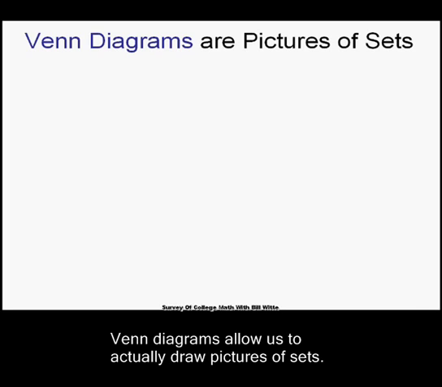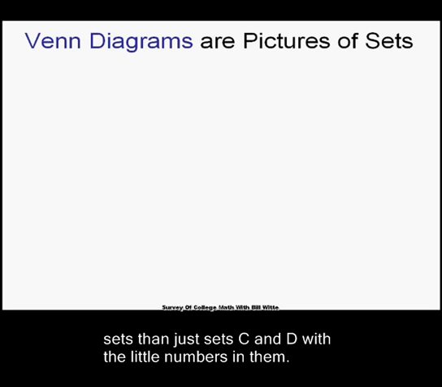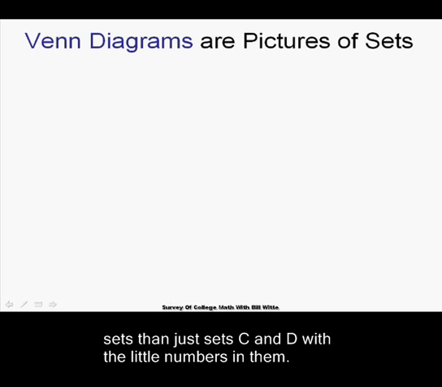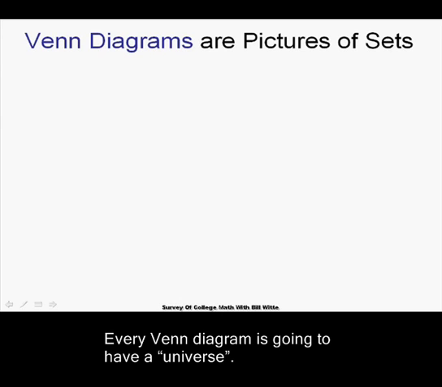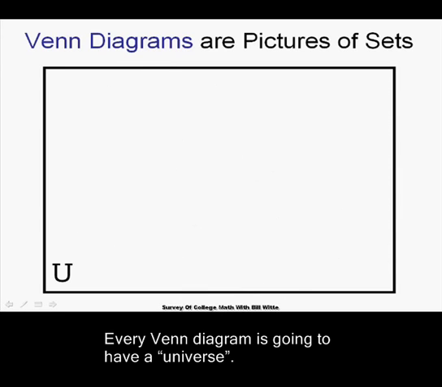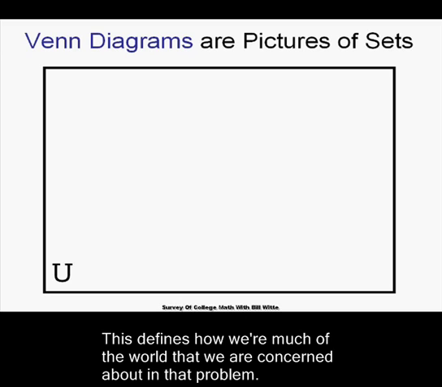Venn diagrams can actually draw pictures of sets, and that's what we're going to be doing. Pictures of way more complicated sets than C and D with the little numbers in them. Every Venn diagram is going to have a universe. Actually, it doesn't go to infinity, but as far as we're concerned, that's as far as we're going to go. That is our universe.